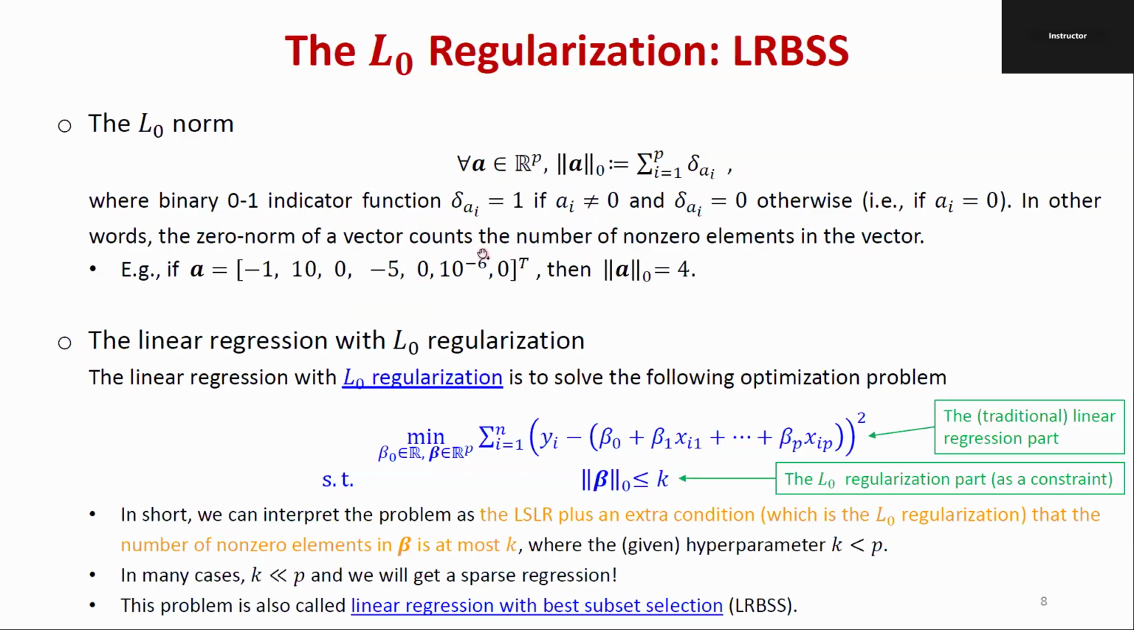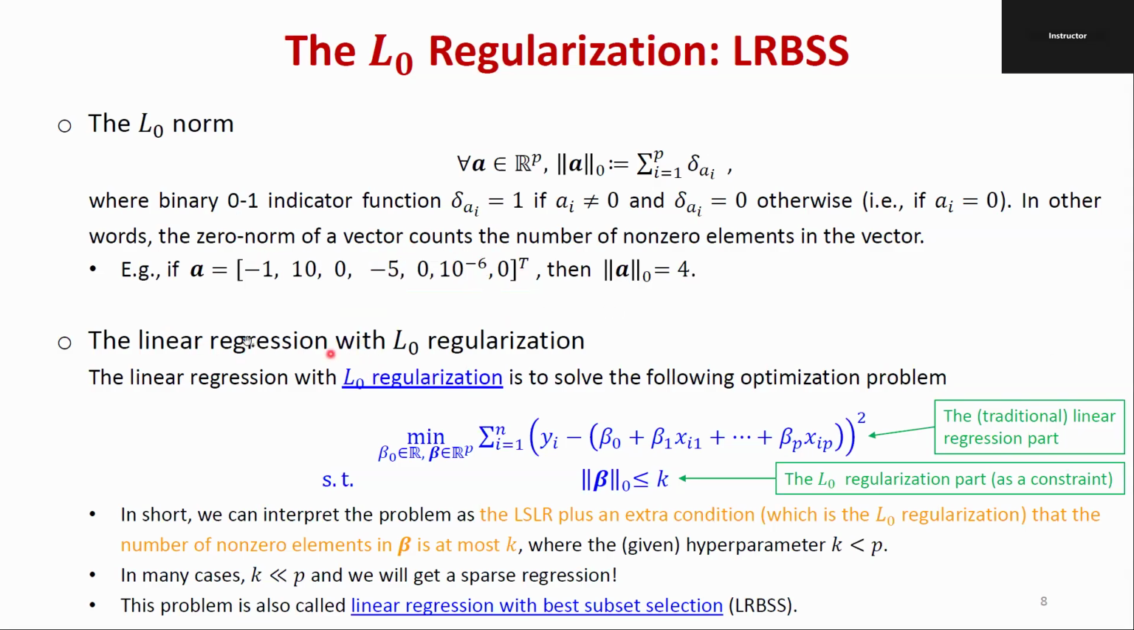It is just to count how many non-zero elements exist in this vector. For example, suppose A equals this one. We simply need to count how many non-zeros. This is non-zero, this is non-zero, 3, 4. Be careful, even if this one is very small, technically it's still non-zero. So we have 4 non-zero elements in this vector A, and hence the zero norm of A equals 4. That's it. Super simple.